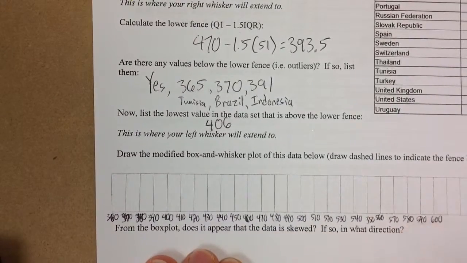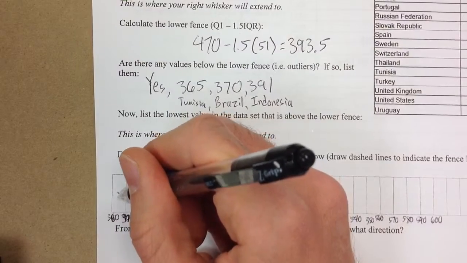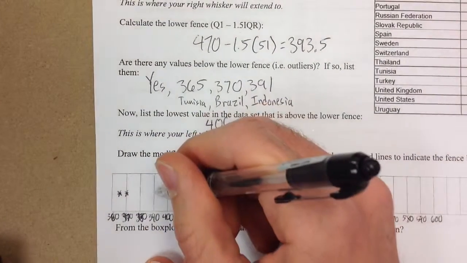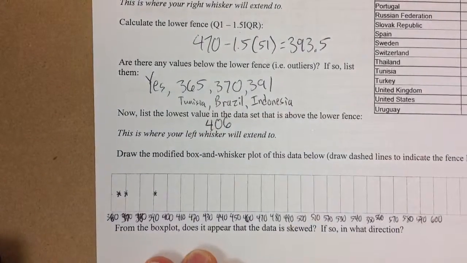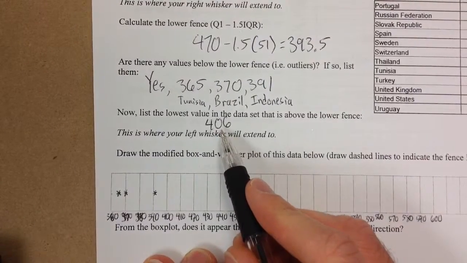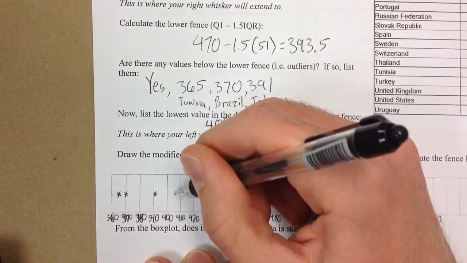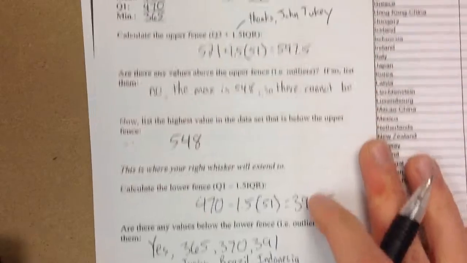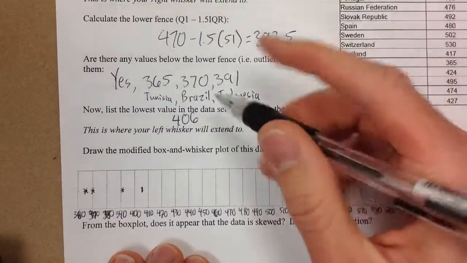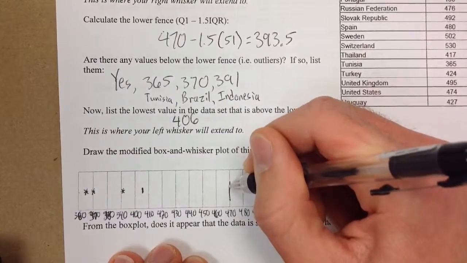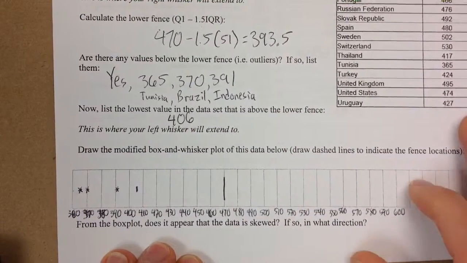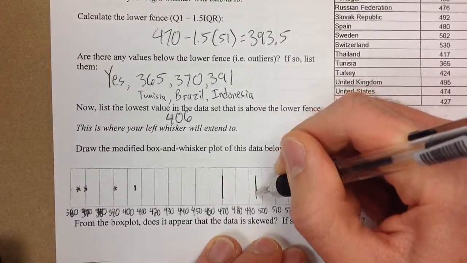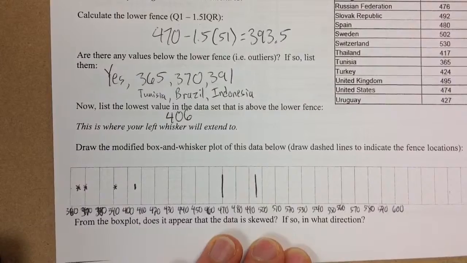Okay. So first, the outliers. 365, I'll use an asterisk. 370, another asterisk, and 391. Next, the left whisker. It's going to start at 406. So I'll put a little line segment there at 406. Next, the box starts at Q1. That's 470. So that's our next mark. A larger line segment there because we're starting the box. The median, 495.5. A line segment there of equal width as the quartile line segments. Then the third quartile, 521.